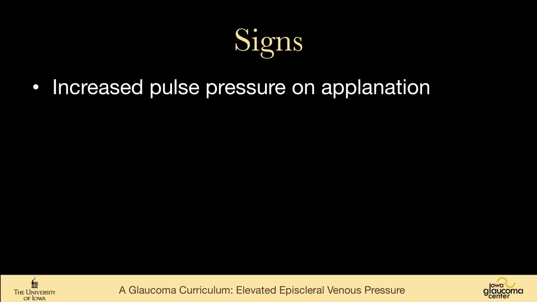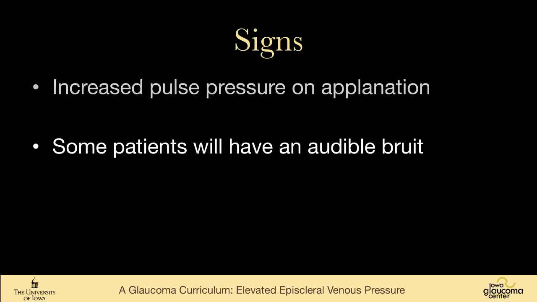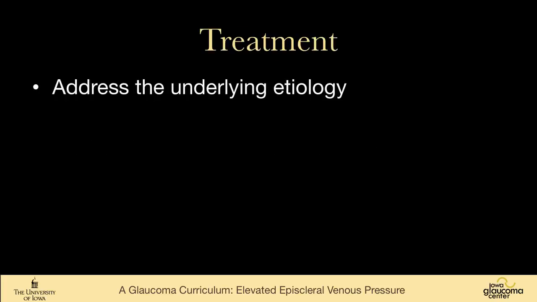When you're checking intraocular pressure with Goldmann applanation tonometry on these individuals, there's often a very big swing of the mires against each other, showing the increase in pulse pressure. And some patients will have an audible bruit if you listen with the stethoscope. The treatment is to address the underlying etiology. If they have a fistula or an AV malformation or thyroid eye disease, the idea is to treat the underlying etiology.